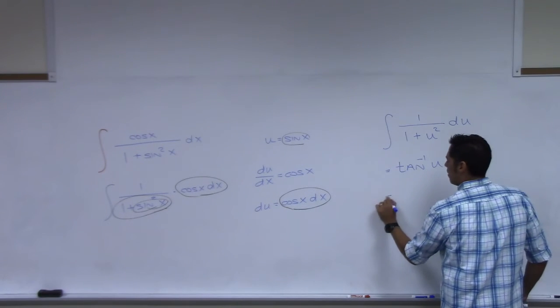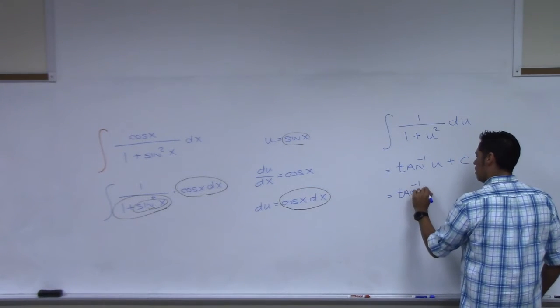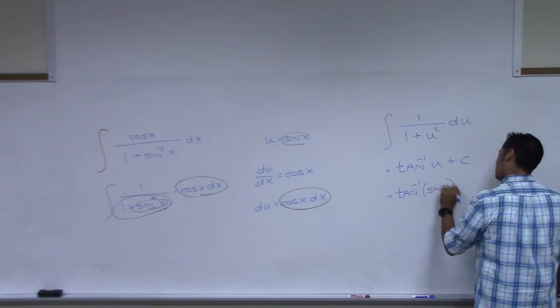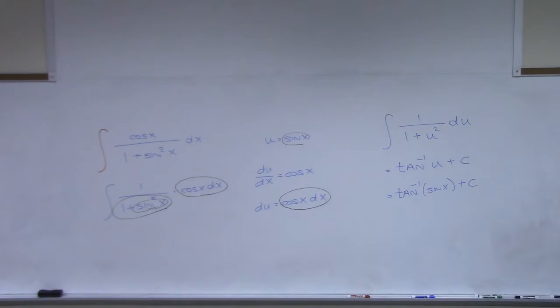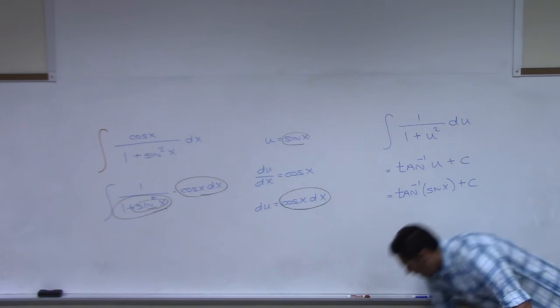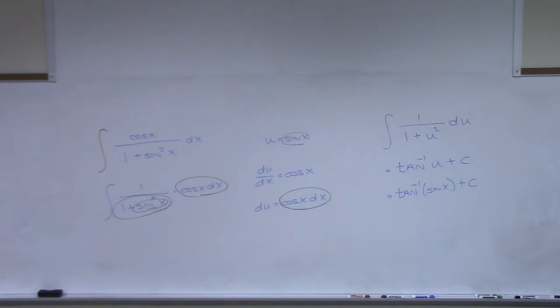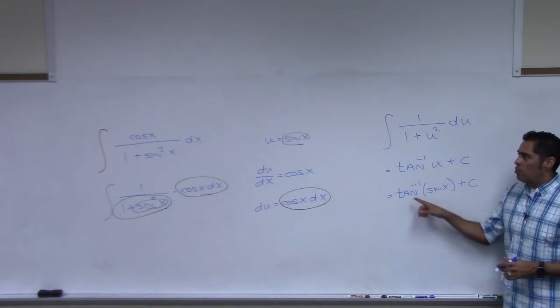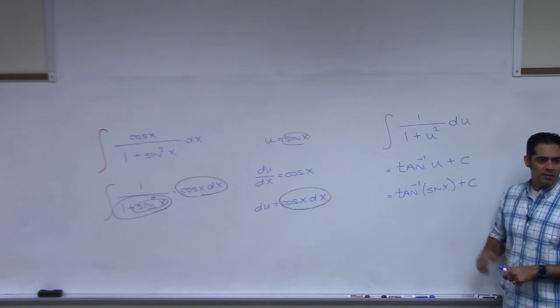And then we replace u. Always remember to replace u because, well, the original problem was in terms of x, so your answer better have x's in it. Make sense? You could check it, right? The derivative of arctangent of sine x would be 1 over 1 plus sine x squared times the derivative of what's in here, which is cosine x.